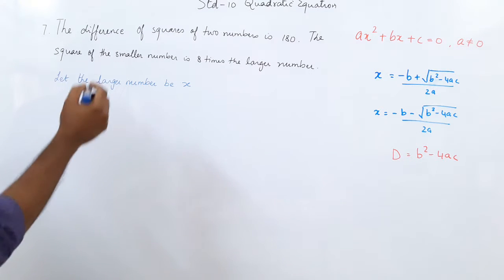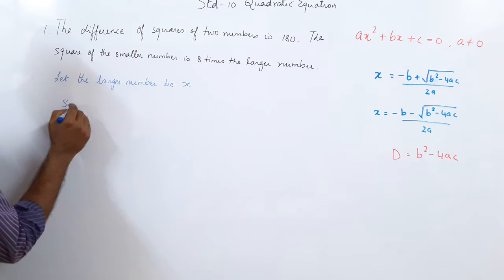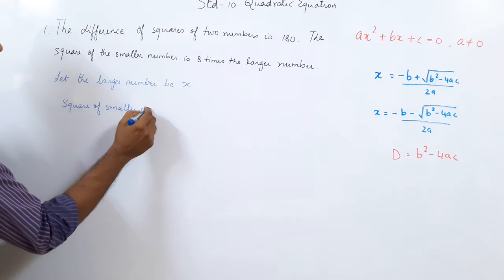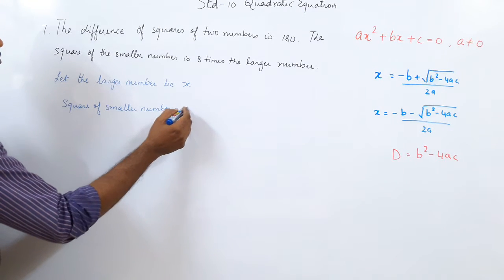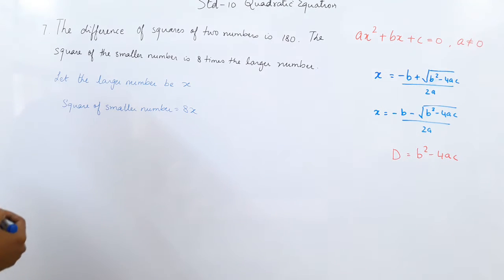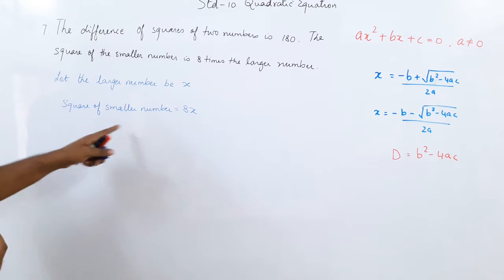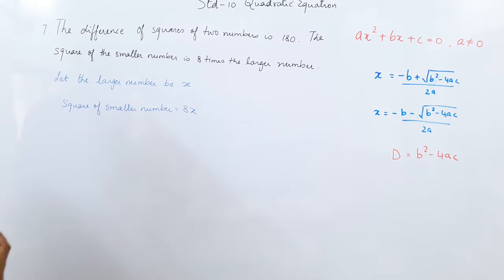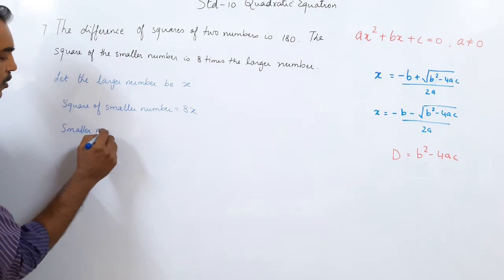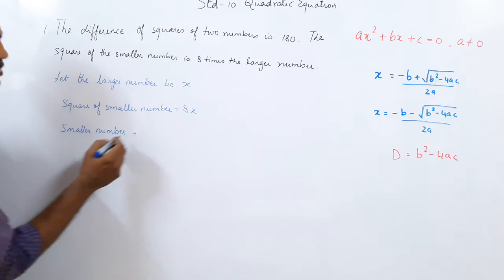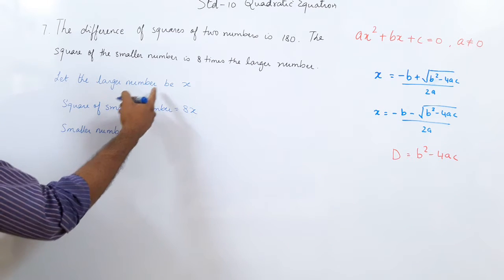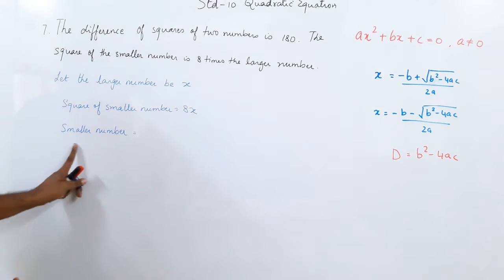Now square of the smaller number, so I write square of smaller number is how much? Is 8x, is 8 times the larger number. So the larger number is x, square of the smaller number is 8 times the larger number, so square of the smaller number is 8x. So what is the smaller number? Are you following what I am saying? Larger number is x, square of the smaller number is 8 times the larger number, so 8x. So what is the smaller number?